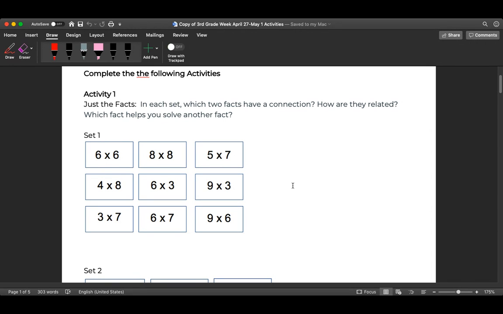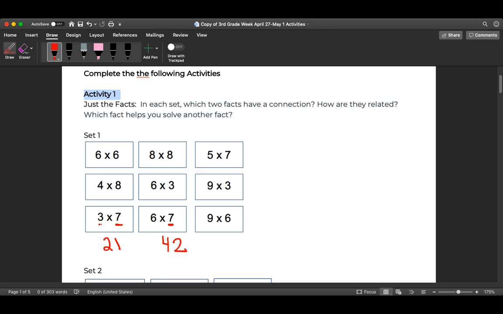So I'm going to show you some of those that you might see a connection between. I'm not going to fill out the chart. I'm just going to talk to you about some of the connections that you might see. So for example, let's do 3 times 7. When I think about 3 times 7, I know the product is 21. And I know 6 times 7 is 42. Well, these 2 facts are connected. They're related. They're both multiplying by 7.